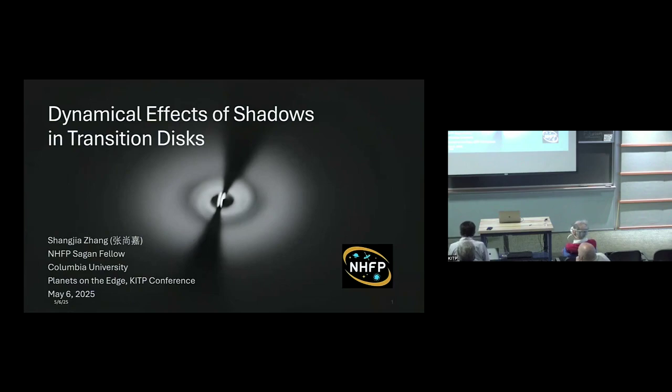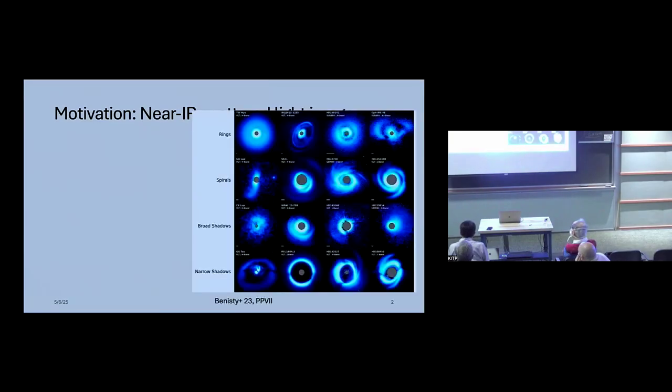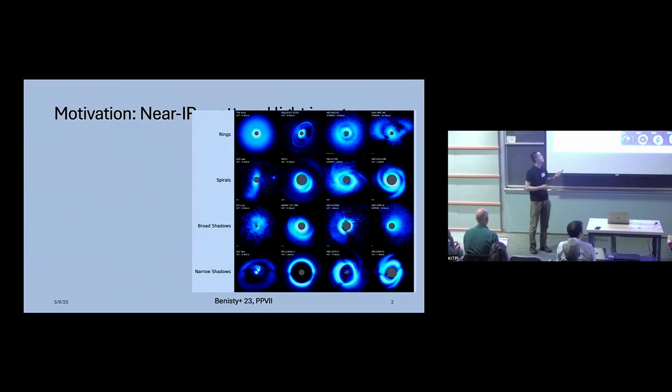So today I'd like to talk about the dynamical effects of shadows in transition disks. The motivation is that as we see in ALMA observations, most of the substructures are gaps and rings, and they're concentric. We also have a lot of observations right now from near-infrared scattered light, and we also see a lot of asymmetric gaps and rings. But on top of that, we have seen more asymmetric structures, such as spirals and shadows. The focus of my talk today will be on these shadows.